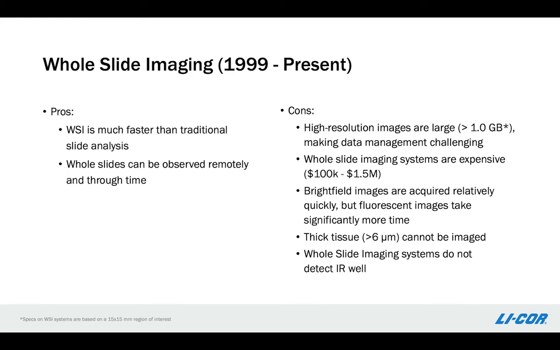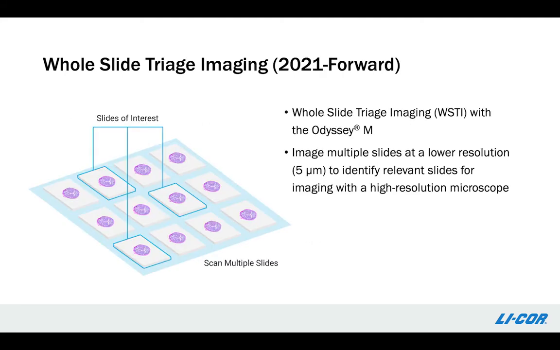Now, when you consider the number of slides that need to be imaged in a lab, it seems apparent that storage challenges and time consumption are significant burdens to a lab. And this is where whole slide triage imaging comes in. The idea behind whole slide triage imaging is to rapidly screen all slides at a lower resolution and only move the relevant slides forward for microscopic imaging.